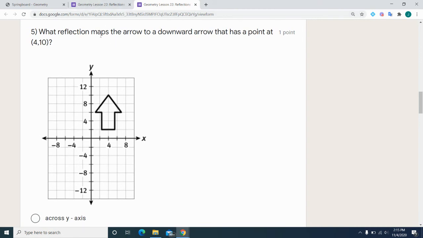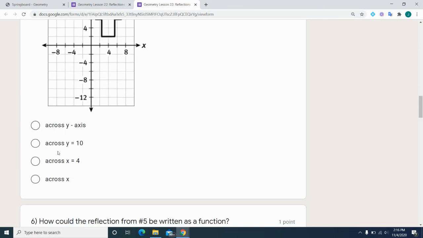Okay, so how could we reflect this? We have a downward arrow that points at 4, 10. So a downward facing arrow with a point at 4, 10. Here's 4, here's 10. So what it's talking about doing is making the arrow face down with the point right here. So this would be making it an arrow that's over here. We take the same arrow and flip it up to there. So you're flipping it over this line right here. This is the line where y equals 10. So across y equals 10.